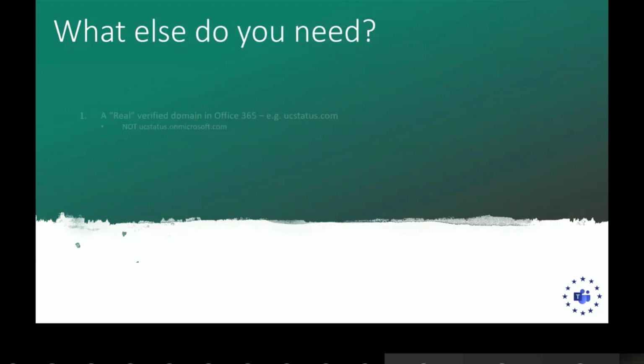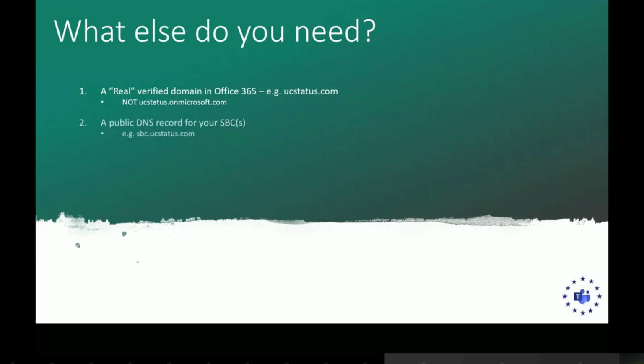And what else do you need? So to make phone system work, you need a real verified domain. The onmicrosoft domains won't work for this, so you'll need your own domain. You add that to the Office 365 portal and verify it using a TXT record or something like that. That proves that you're the owner, and then you can have that as a UPN or, if you like, SIP address or Teams address for the users.